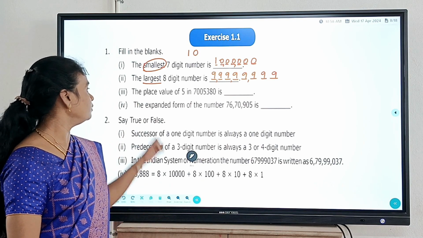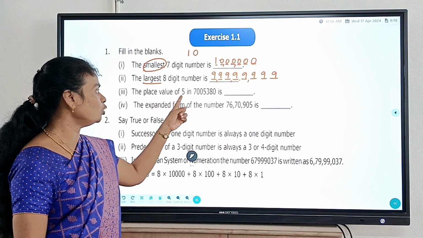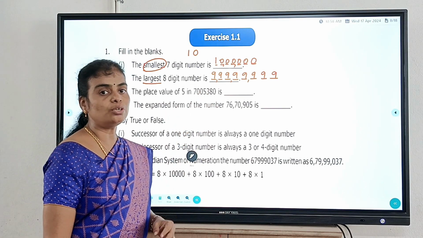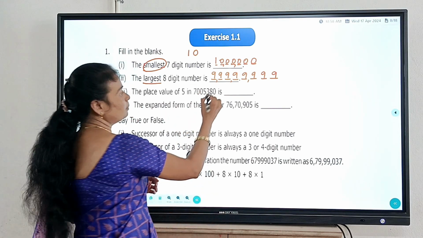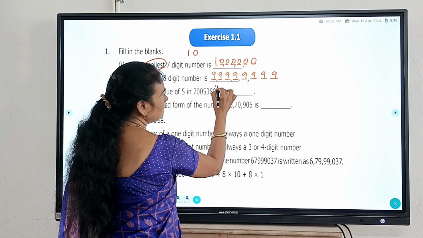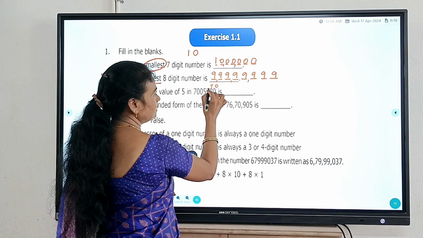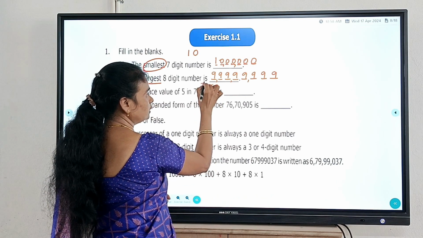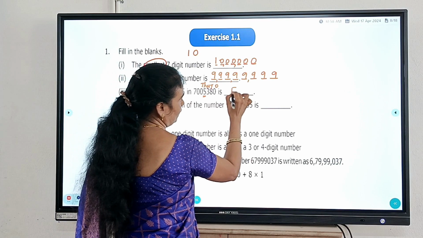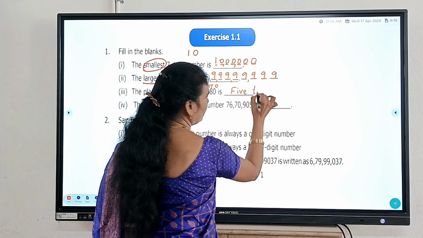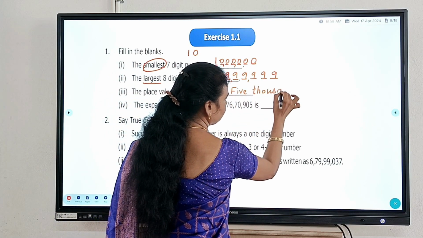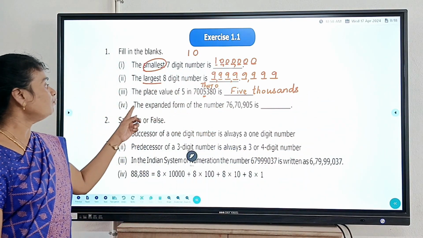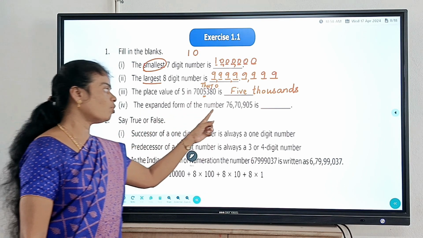The next fill in the blanks is the place value of 5 in this particular number. So here we are following only the Indian system. So what is the place value of this last digit? It is ones, this is tens, and 3 is hundreds, and the place value of 5 is 1000. So you can write the place value as 5000s. Understood?